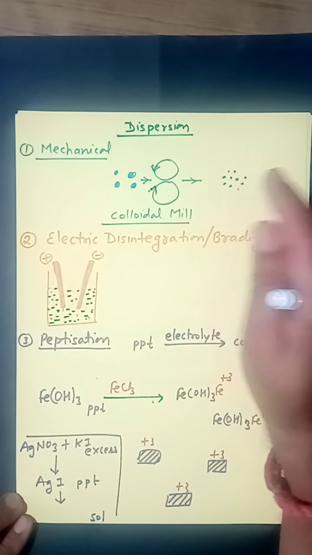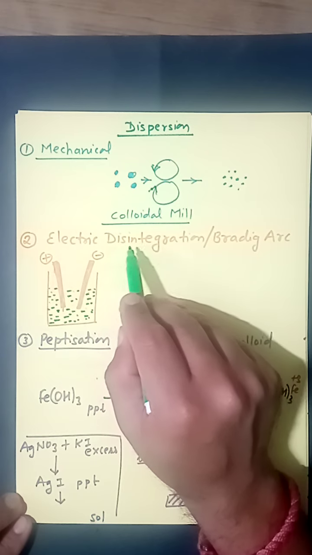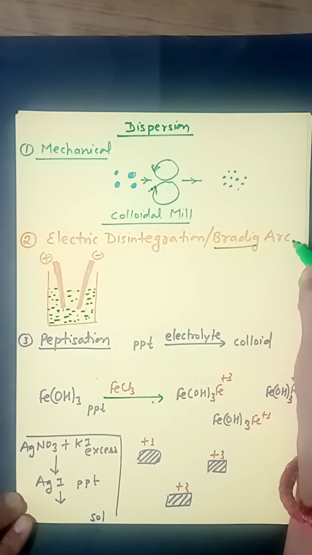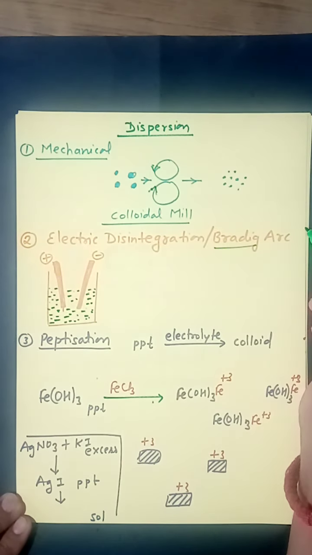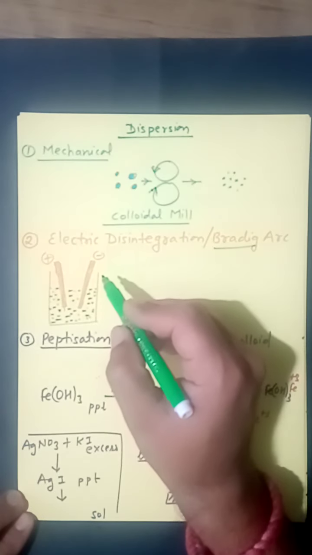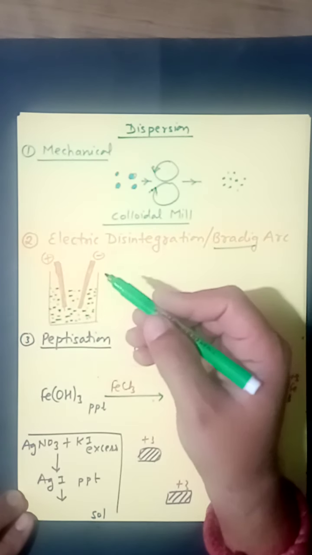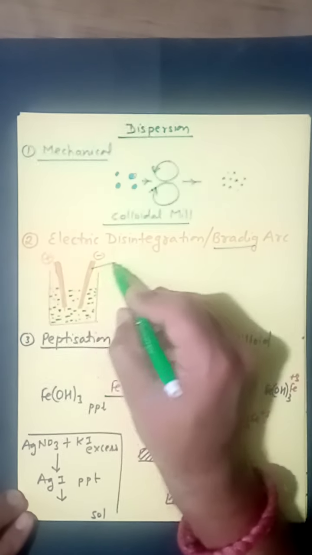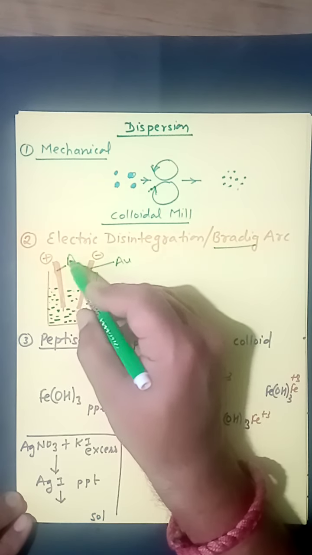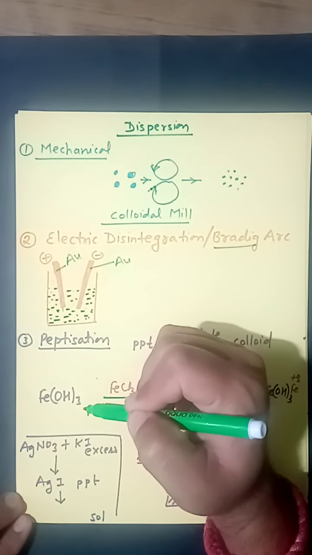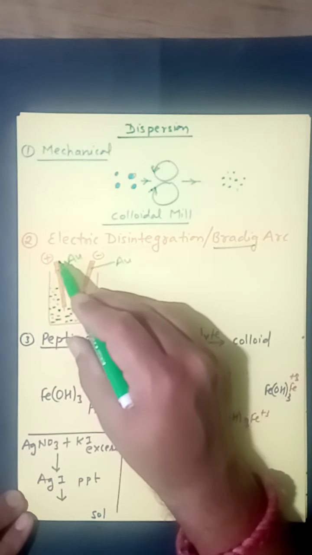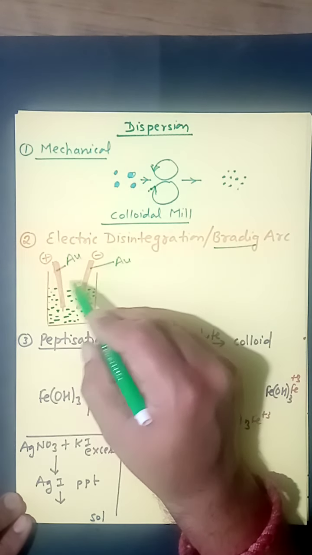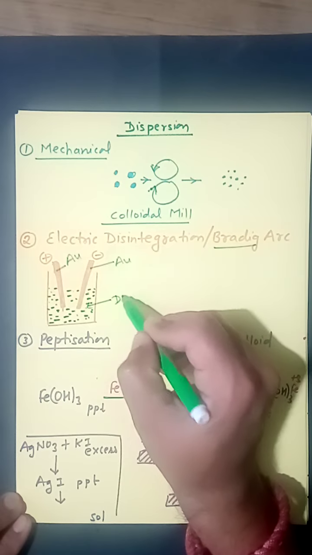they will be colloidal particles. Second is electric disintegration, also known as Bredig's arc method. In this method, the element whose colloidal sol needs to be prepared is taken as these two electrodes. For example, these are made of gold. If we need to prepare a colloidal sol of gold, you can see here this is the positive terminal and this is the negative terminal. Now they both are suspended in dispersion medium.